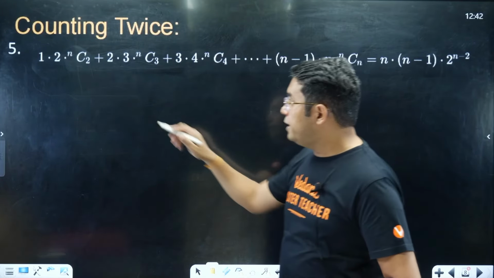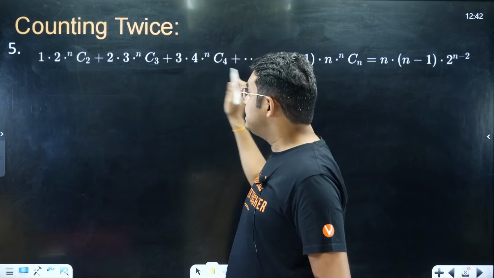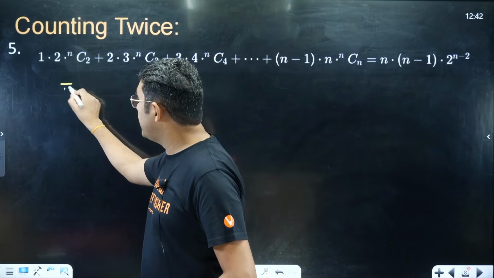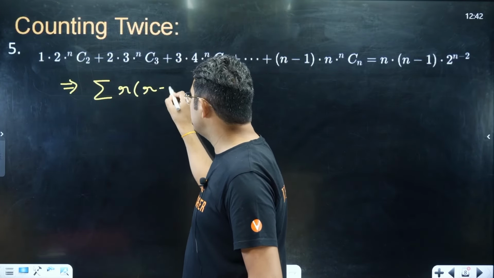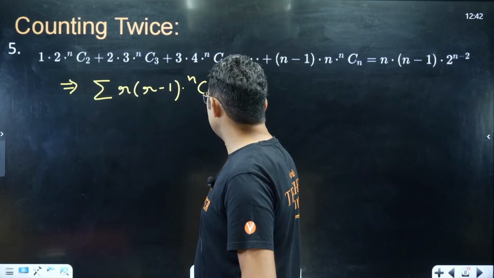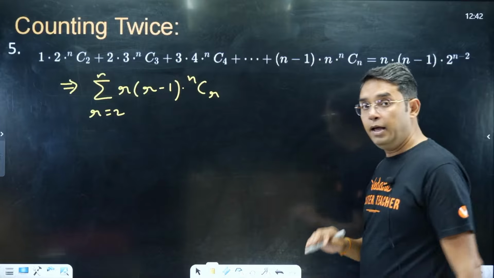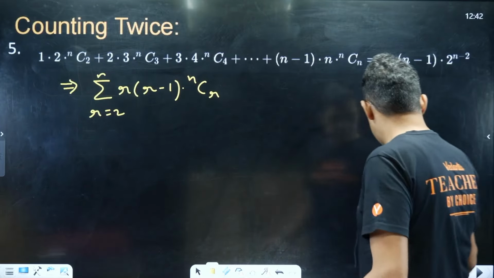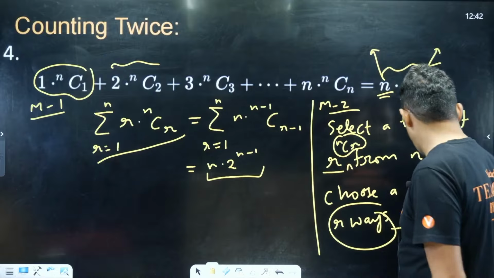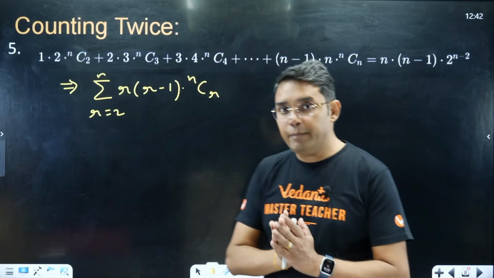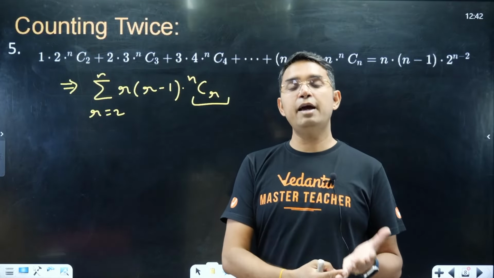Here, please see, it is 1 into 2 into NC2 plus 2 into 3 into NC3, and so on. In fact, this left hand side is actually summation R into R minus 1 into NCR, where R is starting with 2 and going till N. Now here it is a simple extension of this result. How? Please see. Here I am claiming that first select a team of R, then select a captain and vice captain.